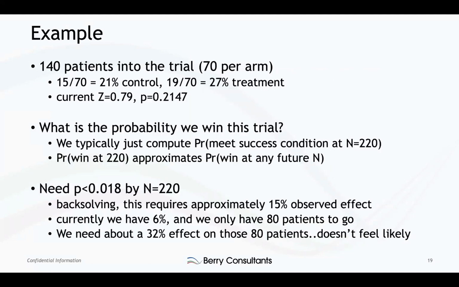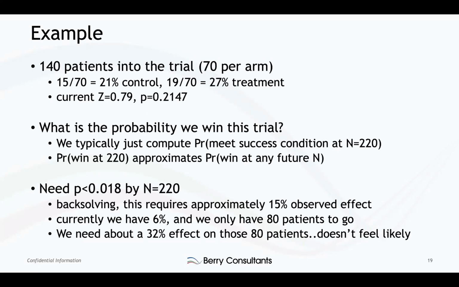All right, so how does predictive probabilities work for futility? Suppose I'm 140 patients into the trial. I've got 70 per arm. I've got 15 out of 70 on control, 21%, 19 out of 70 on treatment, 27%. My current p-value is 0.21. So what's the probability we win this trial?